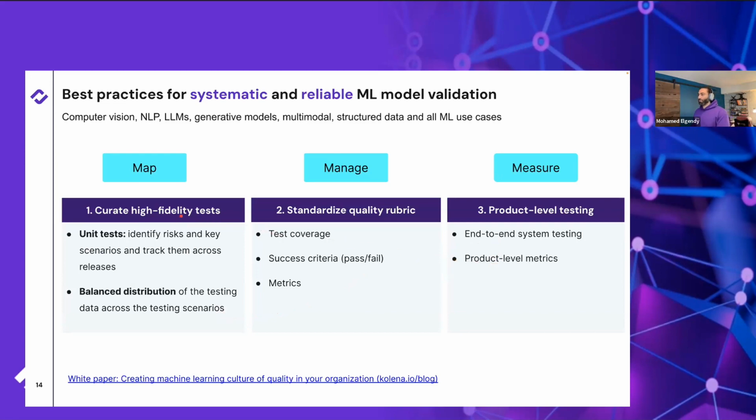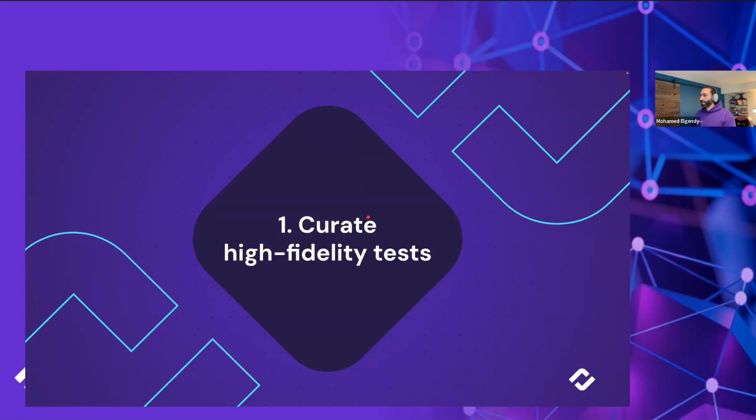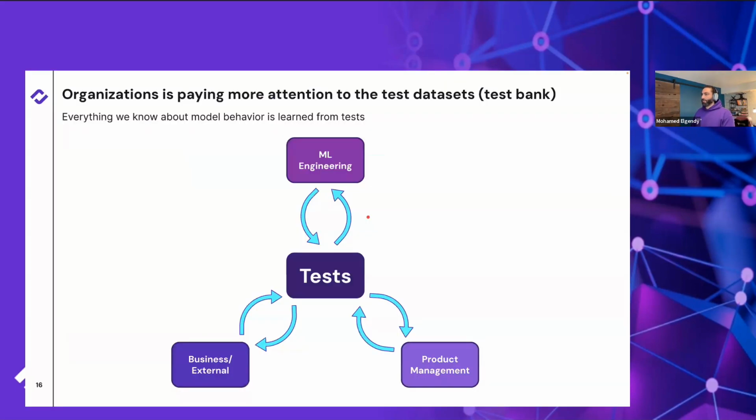Now we're going to go through each one of these phases to take a deeper look at them. Curating high fidelity test. Now, let's pay attention to our test data. We start seeing organizations, especially in the last 12, 18 months, teams and ML and AI companies started focusing more on their test data. Test data for us is like a test bank, right? If the test bank is asking the wrong questions, you're not validating it right, or if the test bank has wrong answers, which is your labels, then you're not validating it right.